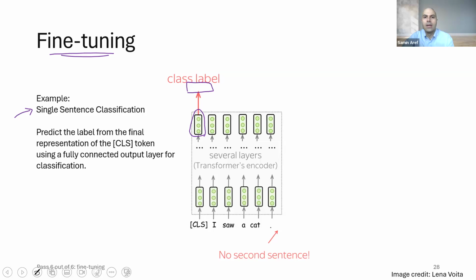And they showed that for some benchmark language tasks, such as binary sentiment classification on SST2 dataset, and on another classification task based on the corpus of linguistic acceptability, BERT model had decent performance.